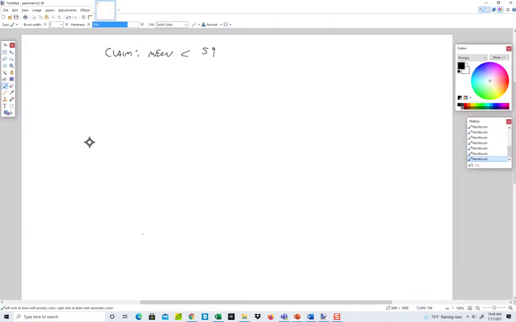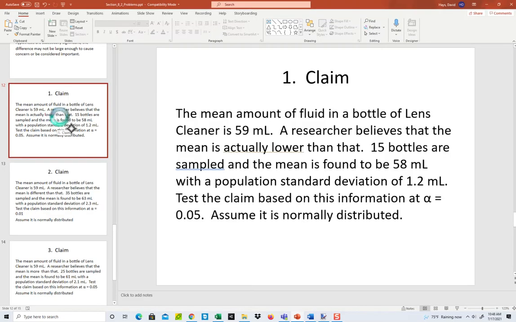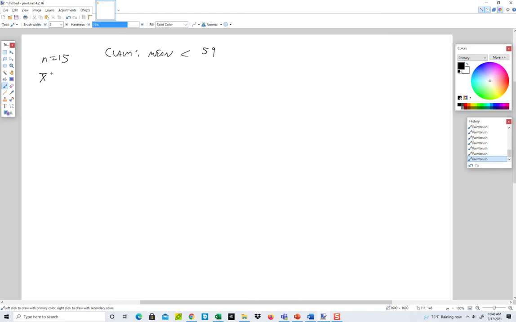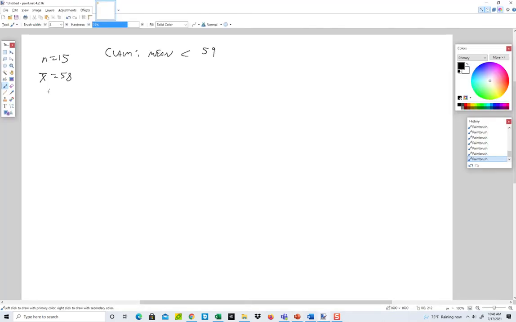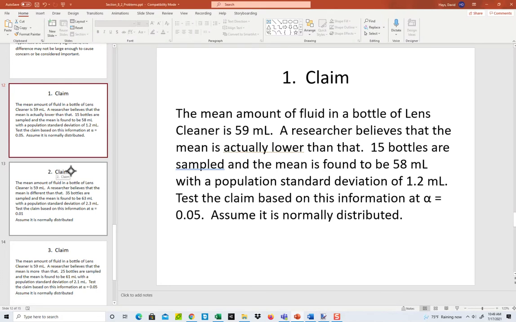15 bottles are sampled. That's N. It's our sample size. Mean is found to be 58 milliliters. Since that mean is referring to the 15 bottles, it's sample mean. So that's X bar. With a population standard deviation of 1.2, that's sigma. Test a claim based on this information that alpha is equal to 0.05.